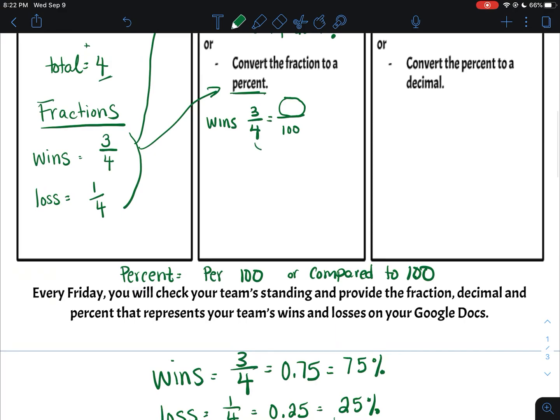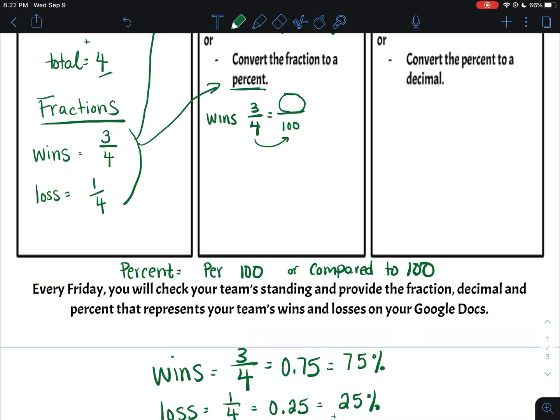So how do I get from 4 to 100? If you don't know what to multiply by, you want to divide in reverse. 100 divided by 4 is 25. So 4 times 25 should get me 100. So you do 3 times 25 to get 75 out of 100. Right there, 75 out of 100. You know a percent is out of 100, so the percent is 75%.